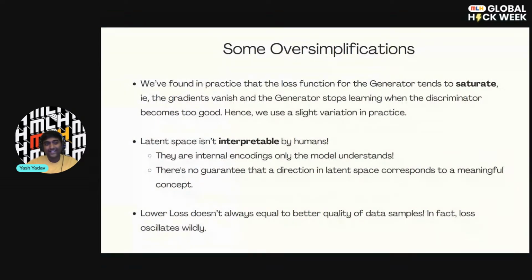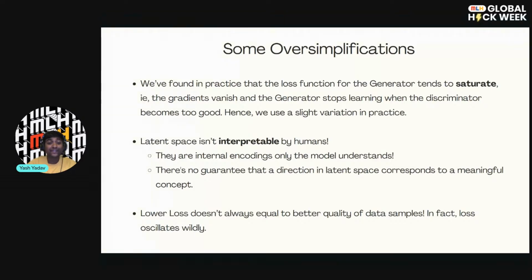Then there were some oversimplifications that I made. The first thing was the loss function that I showed you. We don't practically use that loss function anymore. When the discriminator becomes very, very good, faster than the generator does, the discriminator essentially points at the generator and says, okay, all of this is wrong. None of this is right. And the generator just doesn't know where to go after that. So the gradients vanish. It doesn't know what next step to take. That loss function doesn't work very well with the generator. It's called the saturating loss function. And so what we do instead is use a slight variation of the loss function within our GANs today.